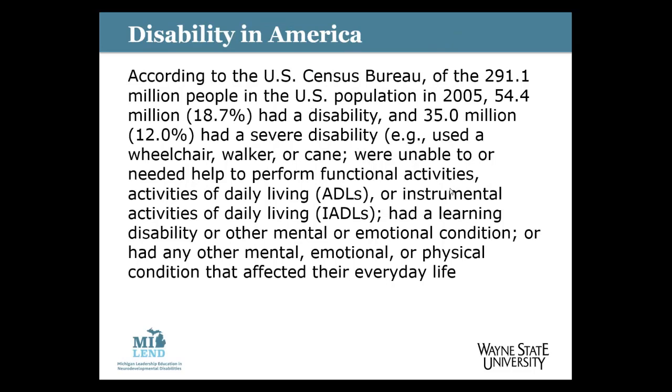The issue of equity and social determinants of health is really a lens that can be applied to many situations and populations. Though we are focusing on people with intellectual and developmental disabilities tonight, I thought it would be good to start by taking a snapshot look at disability in America in general. I found some data from the U.S. Census that tells us that over 54 million people in the United States have a disability, and 35 million have what we would characterize as a severe disability, which means they need help performing functional activities, or they have other mental, emotional, or social conditions that affect their everyday life.